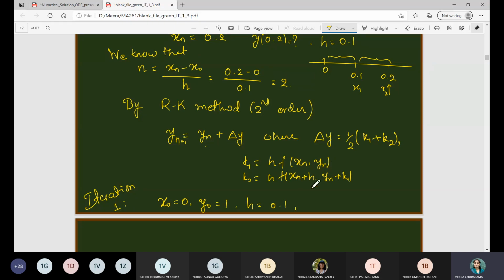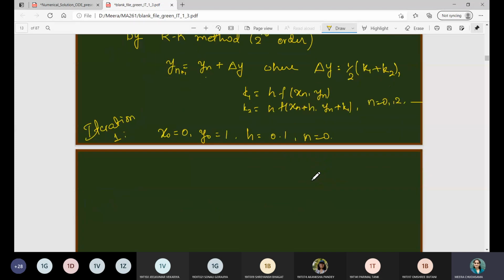So delta y will be computed when we consider n equal to 0, 1, 2. Here I have to consider n equal to 0 to compute y1. So let us first compute k1. So k1 is equal to h f at x0, y0. So what is h? It is 0.1. F at x0 and y0, what is the function we are given?